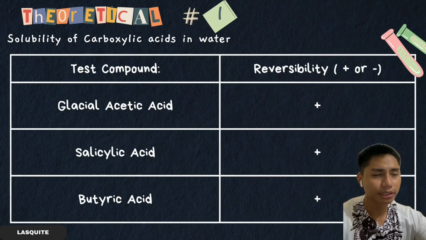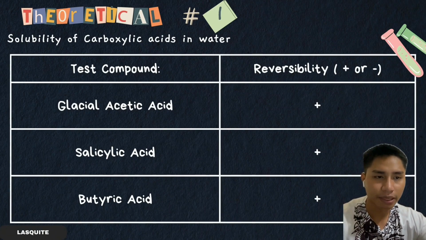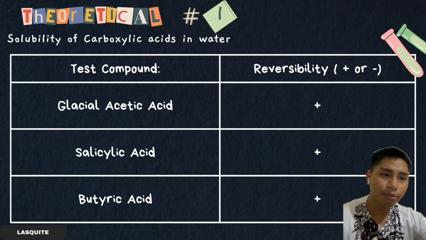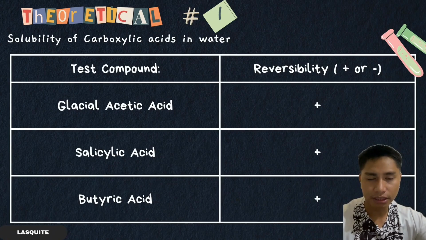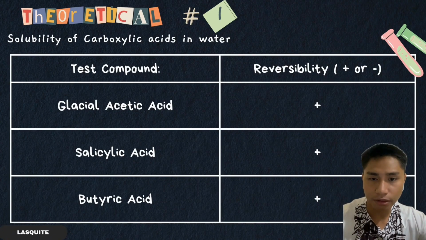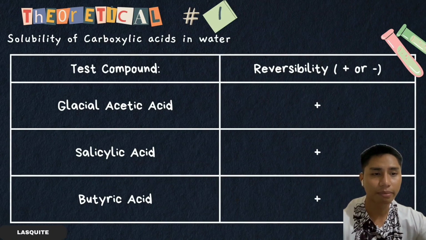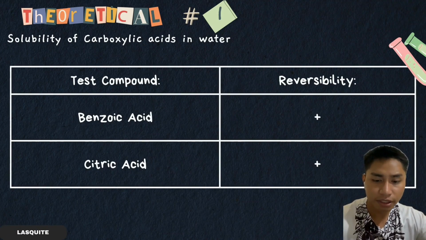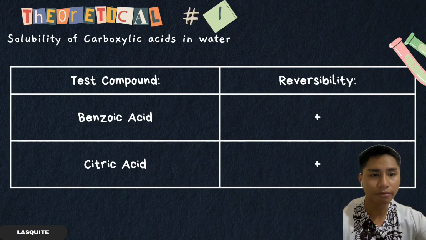Now proceeding to the reversibility of the test compounds. Take note that this is all theory, which means that it could still change depending on the results of the experiment. All of the test compounds, according to my research, have shown a positive reversibility, meaning that the original form can still be obtained, depending on the steps that you are going to apply.